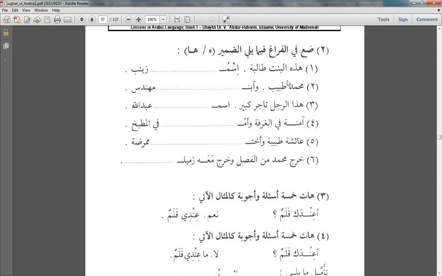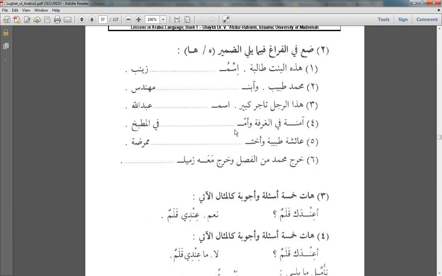هذه البنت طالبة. This girl is a female student, and obviously اسمها زينب. Her name is Zainab. محمد طبيب وابنه مهندس. Muhammad is a doctor, and his son ابنه مهندس is an engineer. هذا الرجل تاجر كبير. This man is a big merchant. اسمه عبد الله. So رجل, therefore اسمه عبد الله.